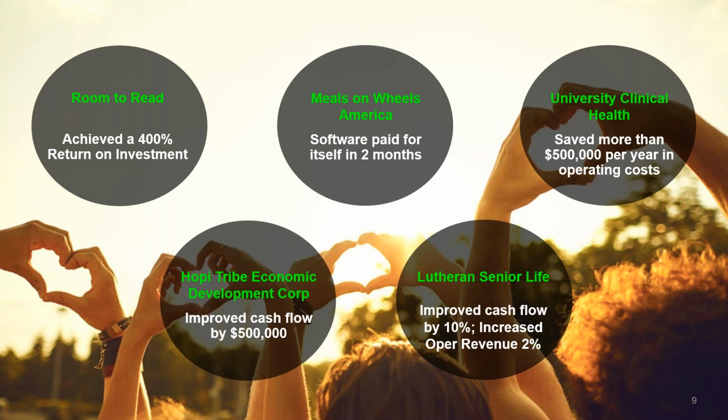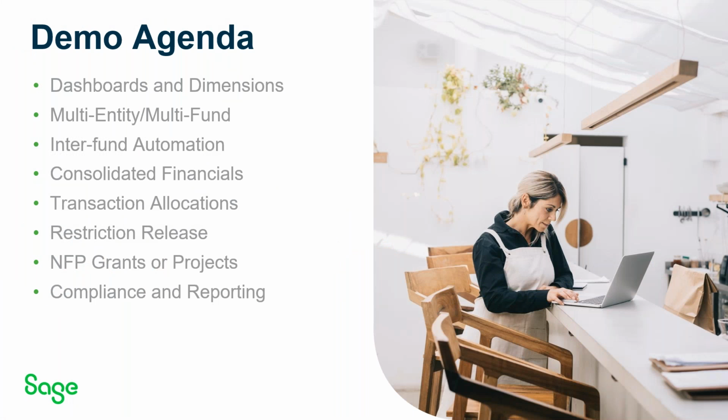Here are some examples of actual not-for-profit organizations that Sage Intacct was able to help. You can see that some of them achieved 400% return on investment. Some of them improved their cash flow by $500,000. So this is an actual return on investment for many of the people who have chosen to use Sage Intacct. I am going to now pass it on to Maria, and she is going to discuss the demo agenda and actually demo what she has put on the agenda.